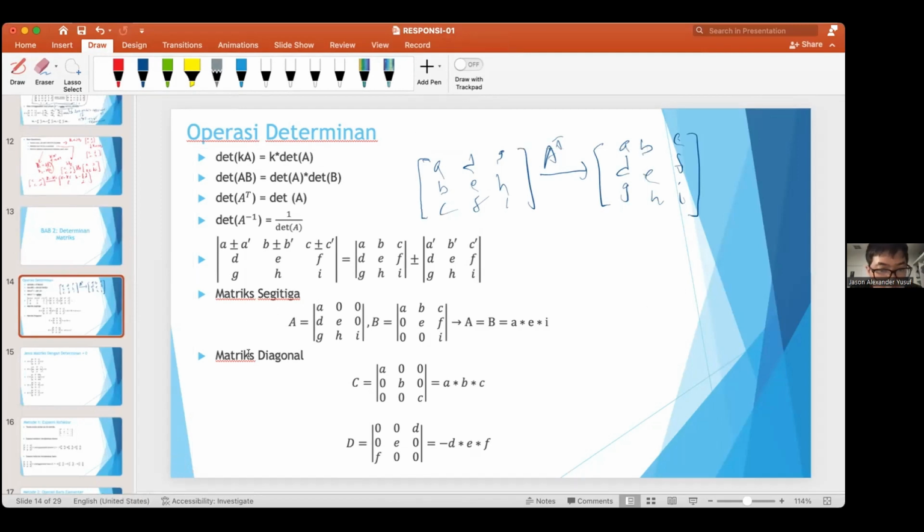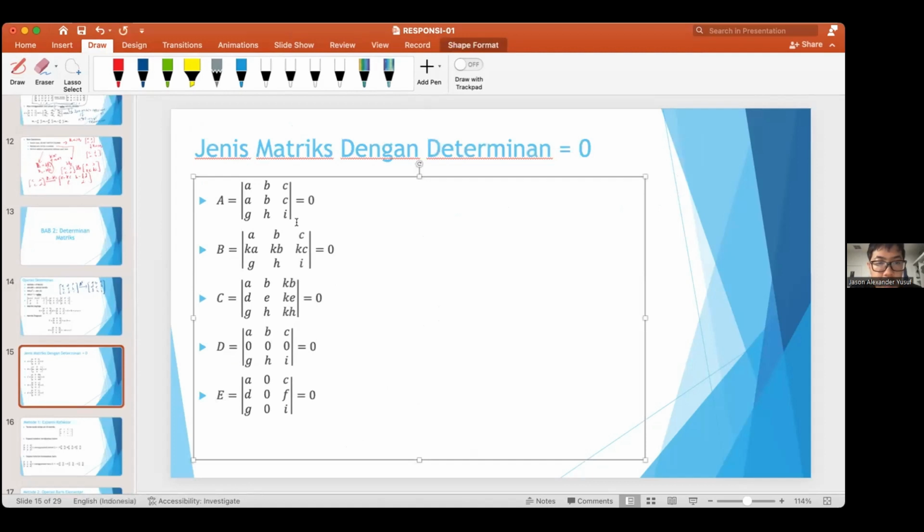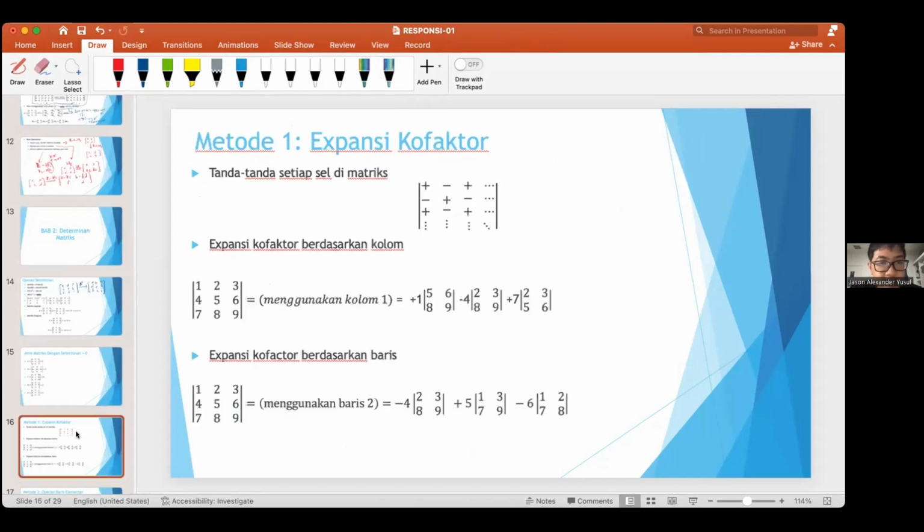Okay, so next. Basically, these are the types of matrices that have a determinant equal to 0. So you can go and have a look, and you can go try it by yourself, as a challenge. Okay, so how do we find the determinant itself? There are actually 3 different methods that you can use.